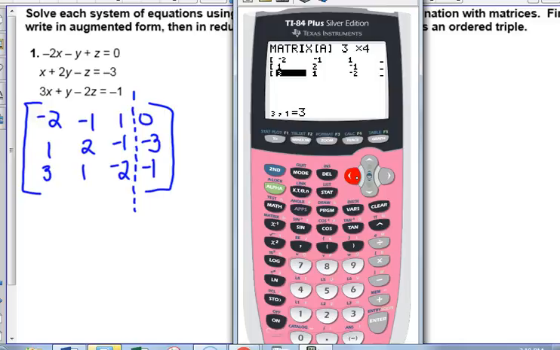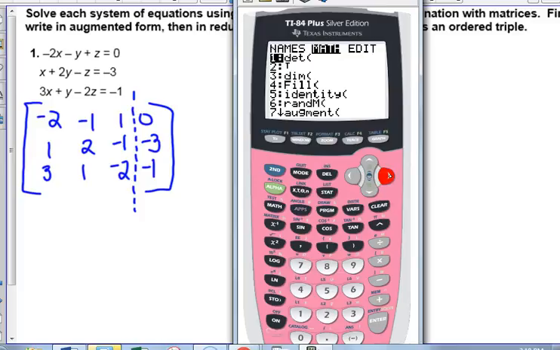When you are sure you have entered it correctly, you need to quit, because you have to be back in the home screen to do RREF form. Everybody okay? Second mode to quit. Got it typed in? Okay. We're going to go back to the matrix. So second, the x to the negative 1. We're going to go right to the math. We're going to perform some math.